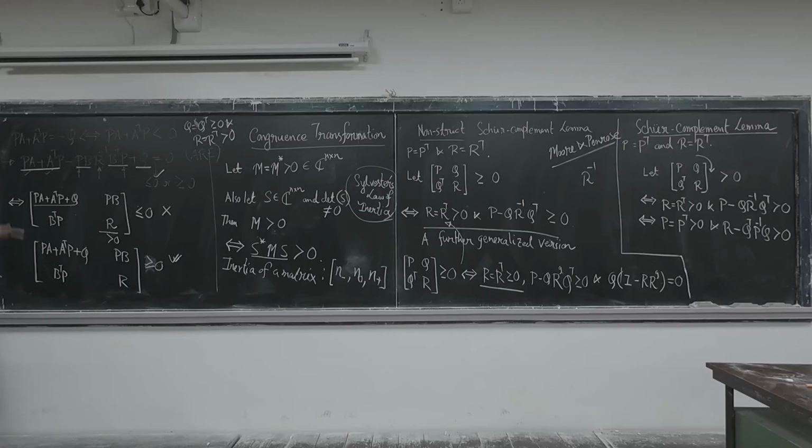Why? Because suppose originally the system is Hurwitz, then PA plus A transpose P, this part would be negative definite. But Q is greater than or equal to 0. After adding, the symmetry will be maintained, but we are not sure about the definiteness, right? That is the difficulty. Now, you said the second one is appropriate. There also we have to think about whether it is truly appropriate or not.